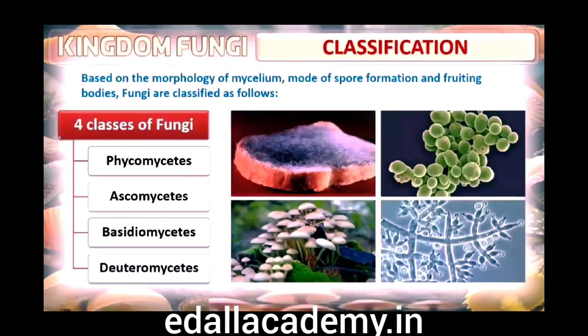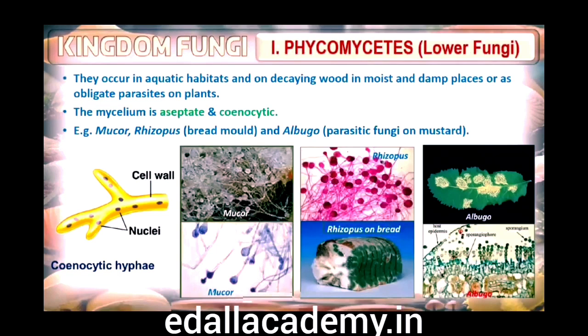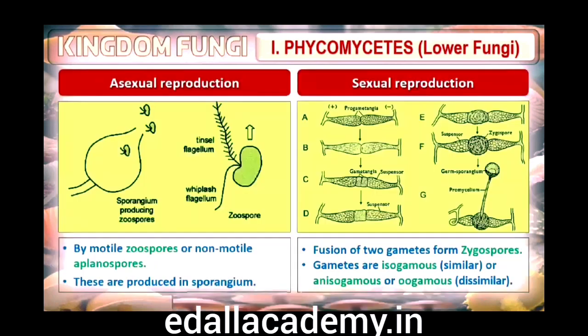The morphology of the mycelium, mode of spore formation and fruiting bodies form the basis for the division of the kingdom into various classes. First is phycomycetes. Members of phycomycetes are found in aquatic habitats and on decaying wood in moist and damp places or as obligate parasites on plants. The mycelium is aseptate and coenocytic. Asexual reproduction takes place by zoospores, motile, or by aplanospores, non-motile.